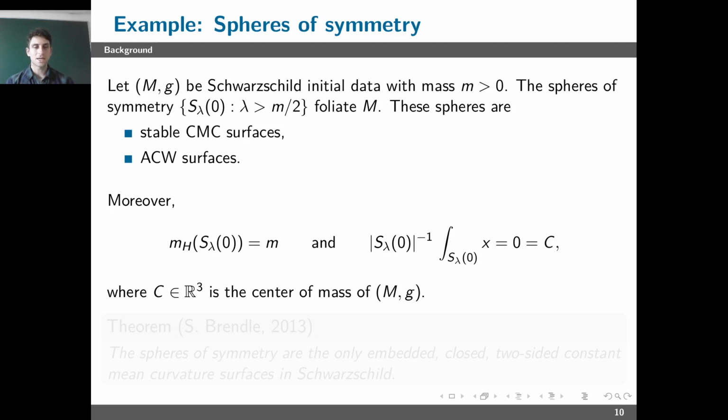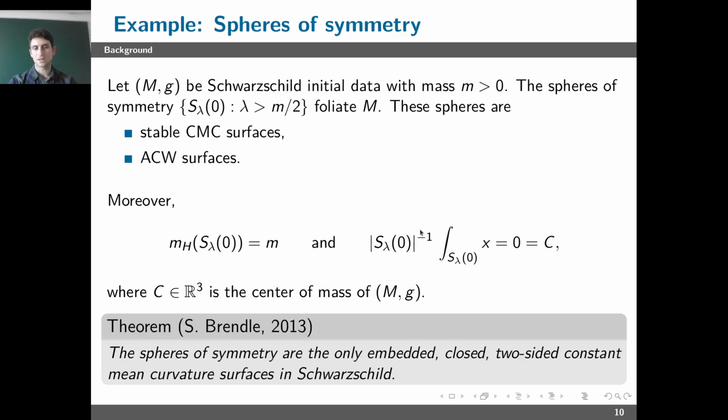And now with all of these nice properties, you might ask if these spheres are unique in a certain sense, and the answer is yes, because Brendle has shown that the spheres of symmetry are the only embedded closed two-sided constant mean curvature surfaces in Schwarzschild.